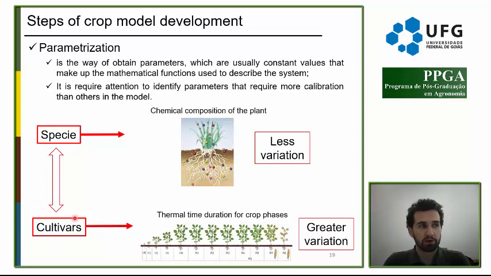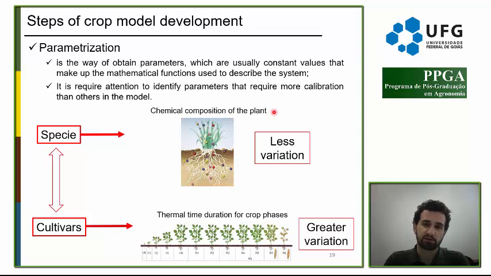The parameters related to species are the parameters that have less variation between these different plants. For example, the chemical composition of the plant is a condition that varies less between cultivars. Even so, I can have some difference.